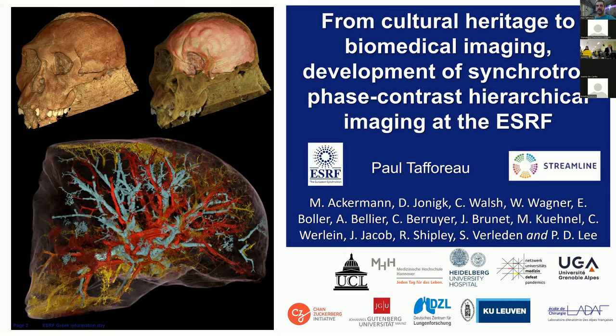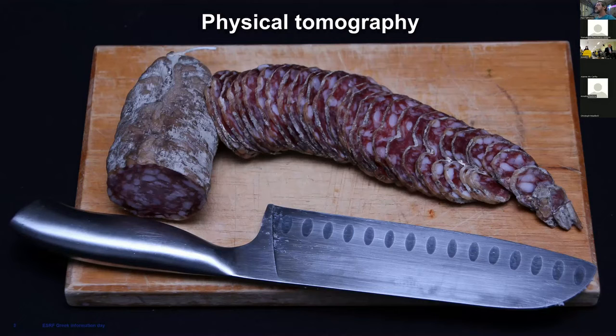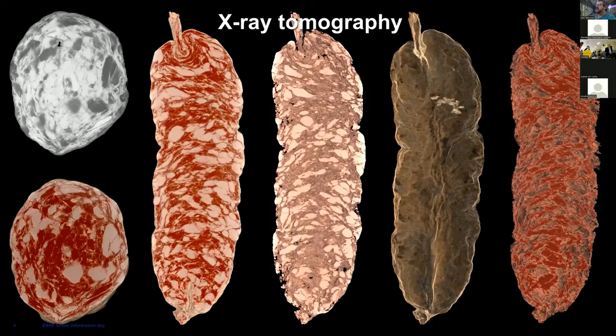I don't know if all of you are familiar with the technique of tomography, but typically tomography means making slices in a sample and making pictures of these slices. So basically what you have on the screen is a physical tomography. But when you are using X-rays, and especially a synchrotron, you can do X-ray tomography, meaning 3D imaging of the internal structure of an object without destroying it. So the main interest in X-ray tomography is the fact that it is non-destructive.